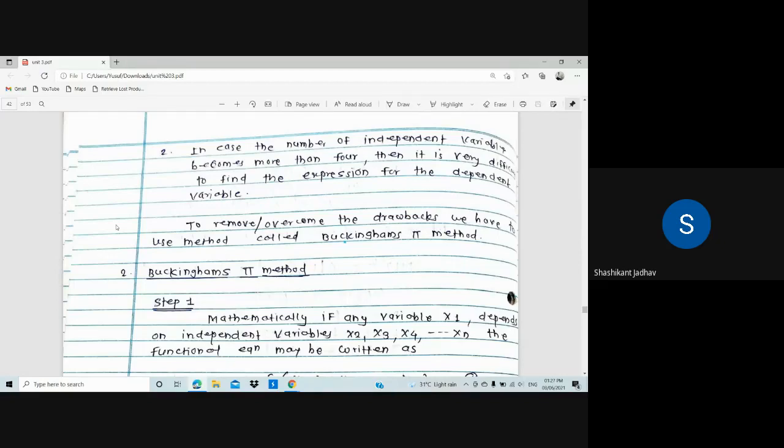Okay, so these are the two drawbacks for the Rayleigh's method. Okay, so next line, write down: to overcome the drawbacks, we have to use a method called Buckingham's pi method.